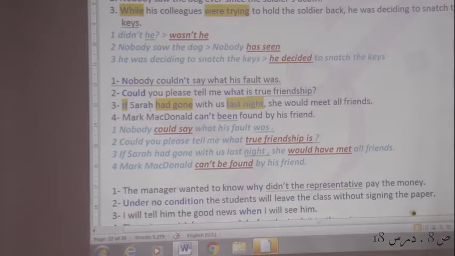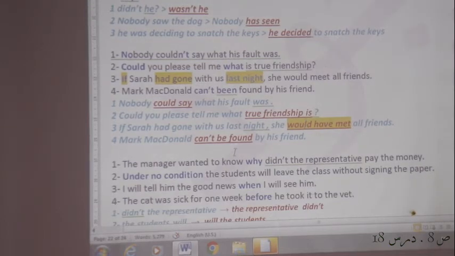Okay? But what about the second part? We need would, have, plus the third form. Here we have would plus the base form. So we replace would meet with would have met. So this is the correct answer. Now, Mark MacDonald can't been found by his friend. So it is in the passive, and you know, after can't, we need a finite form of verb to be. To make passive in English, we need the verb to be plus the third form of the verb.